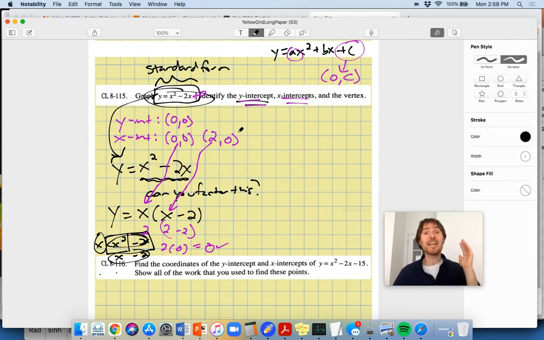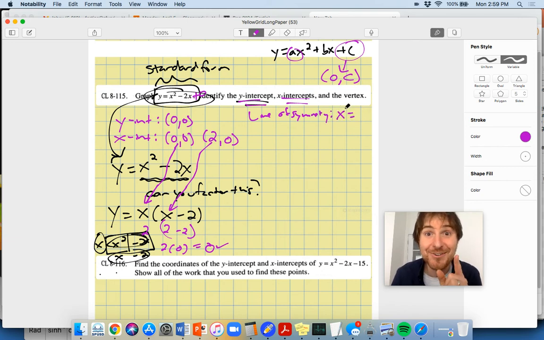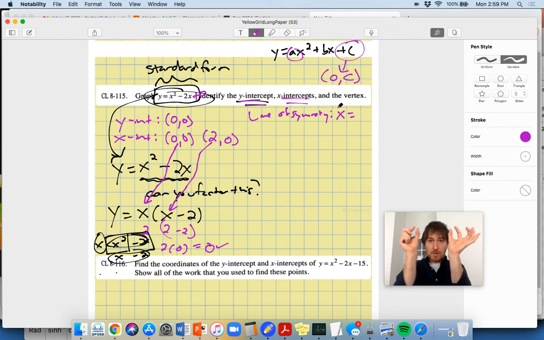Here's where getting the vertex, you've got to remember, once I have my roots, my x-intercepts, my zeros, I can figure out where the line of symmetry is. Once I have the line of symmetry, I get my vertex. Remember this? This is a little tricky. If I have my roots at 2 and 0, where is my vertex? Well, it's going to have to be at 1, because the line of symmetry is just going to be at the x value that is the average of the two x-intercepts. Remember, we have symmetry of these parabolas.